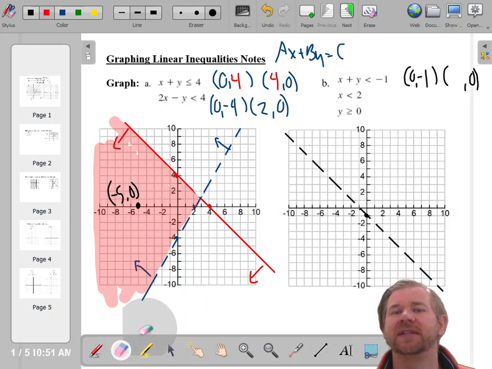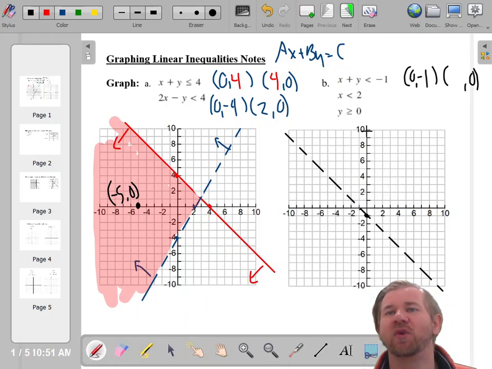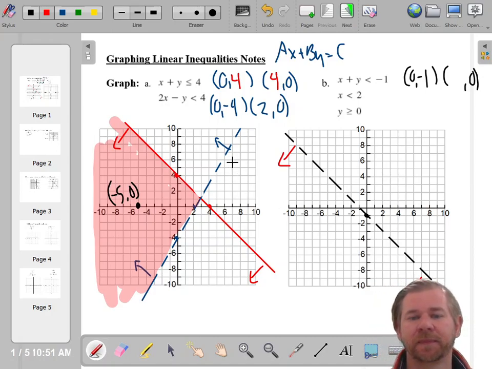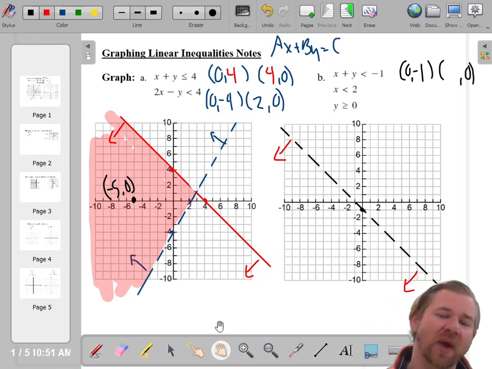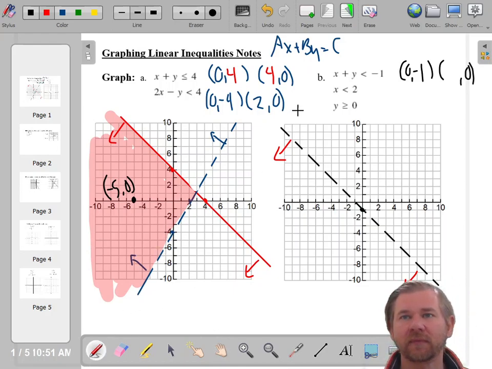So since 0, 0 does not work, then none of these points on this side will work. That means all of the points on the other side must work. So since 0, 0 didn't work, I'm shading away from 0, 0. There's my first one. The second one is x is less than 2.